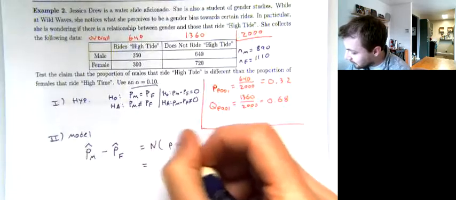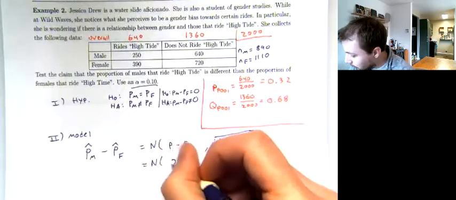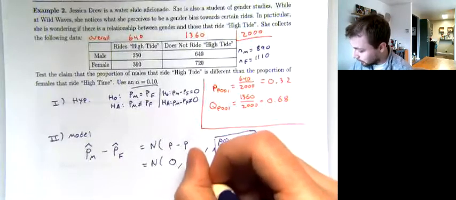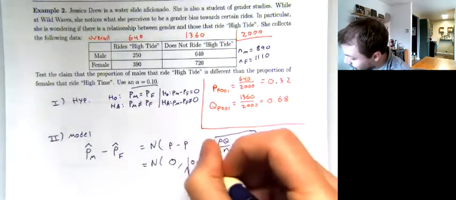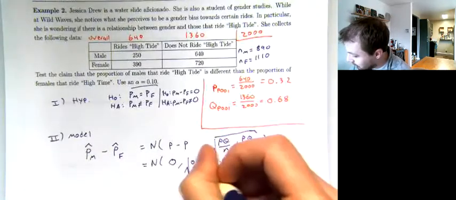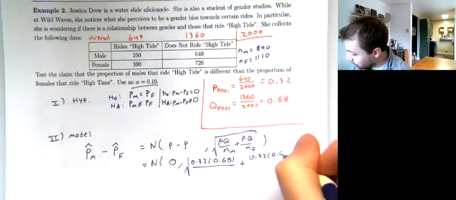Well, if I'm assuming the success rate is 32% for both groups, then 32 minus 32 gives me a center of 0 every single time here. There's no difference. That's what's being claimed. For p, I'm plugging in 32. For q, I'm plugging in 68.